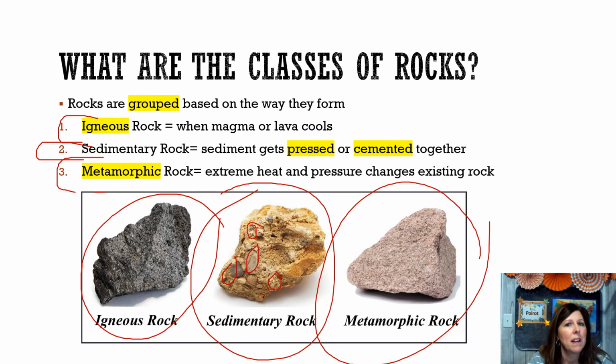So metamorphic rock can be changed in several different ways. It can be changed by pressure alone. It can be changed by temperature alone, or it can be changed by temperature and pressure together, or it can also be changed by fluids or other chemicals. So this is an example of a metamorphic rock. There are many more examples which we'll talk about later.